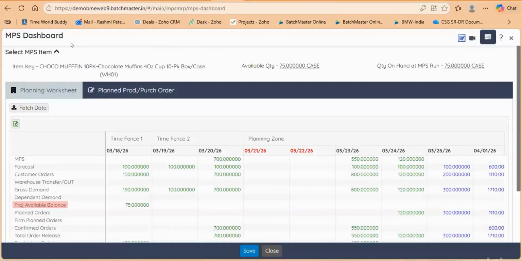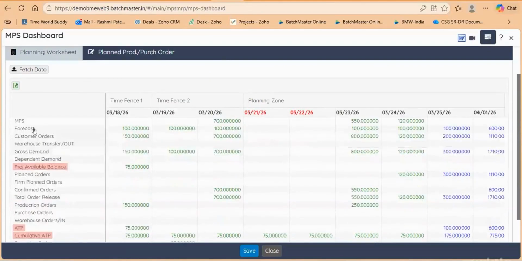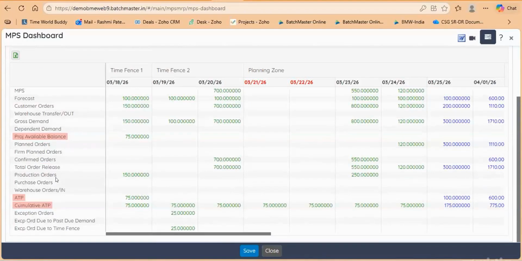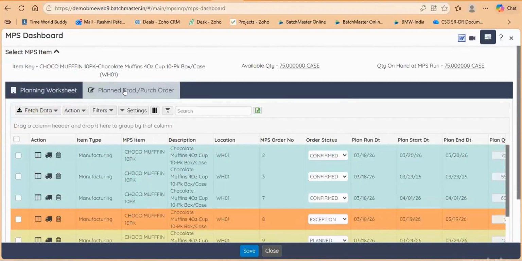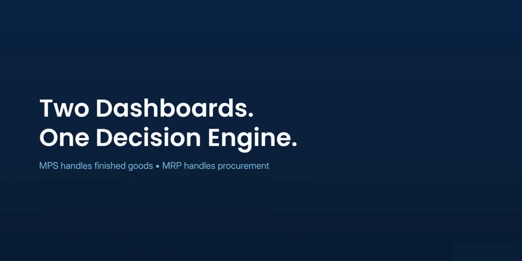The first one here is the MPS dashboard. In here, the system consolidates the gross demands, which are coming from multiple sources, may it be the customer orders, the forecast demand, dependent demands, or from any of the parent production items, or maybe certain warehouse transfers if you are dealing with multiple warehouses. And from that complete picture, the system makes specific recommendations, not just data dumps. The system recommends primarily three things: what products we want to produce, when these need to be produced, and with what quantities. That's the MPS dashboard. Finished goods planning.